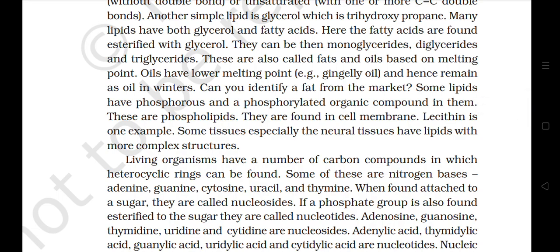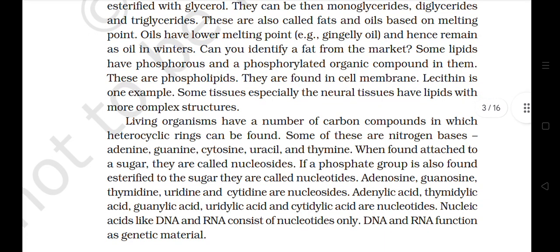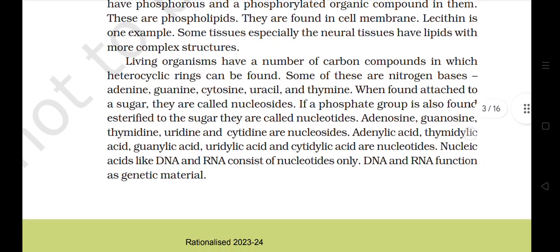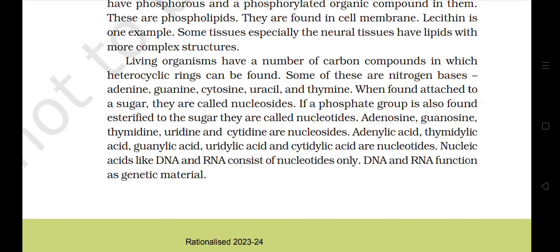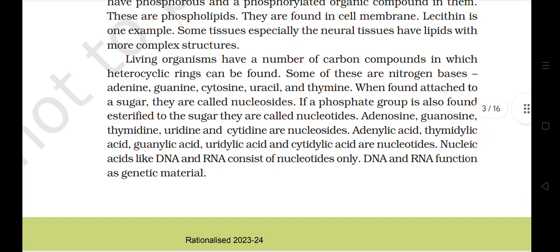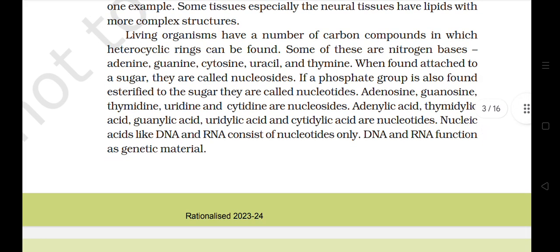Can you identify these forms in the market? Some lipids have phosphorus and a phosphorylated organic compound in them. These are phospholipids. They are found in the cell membrane. Lecithin is one example. Some tissues, especially the neural tissue, have lipids with more complex structures.